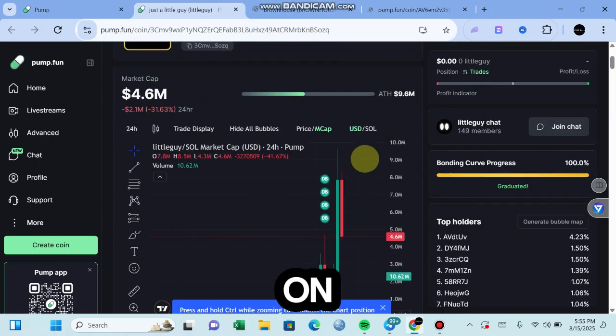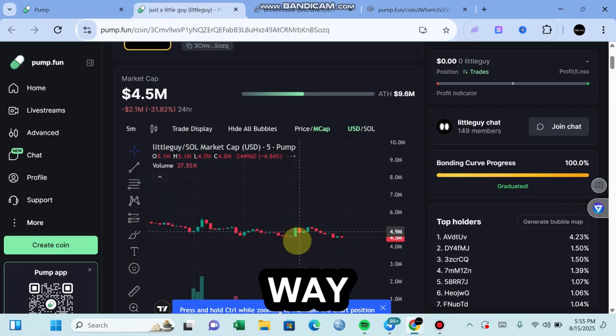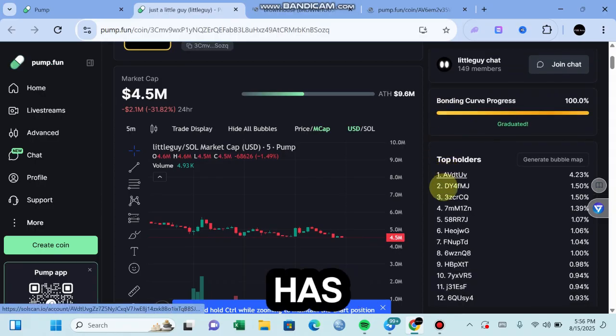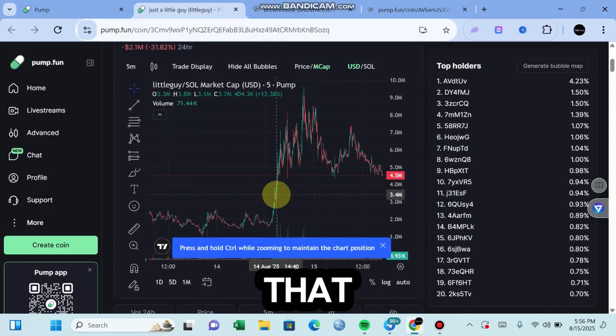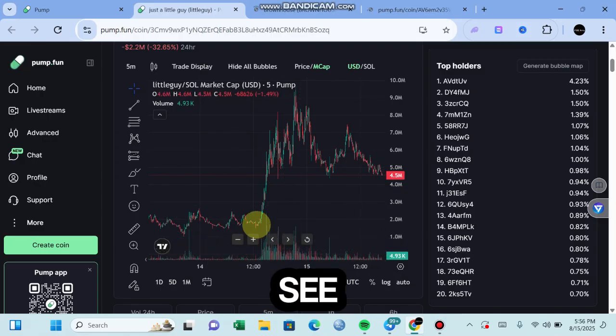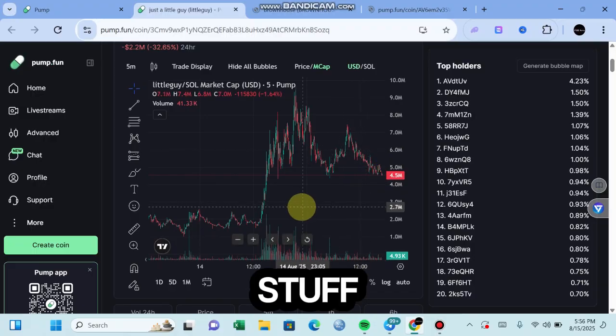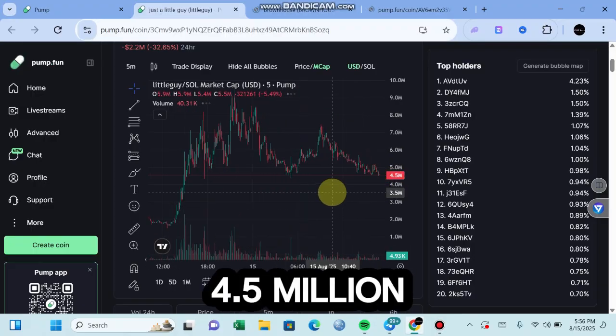So you can make adjustments to the chart if you want. On this place, you get to select the time frame. So let's put this on 5 minutes so that I can see the chart very well and see what it has been doing. Okay, the chart looks natural. It doesn't look like a chart that is promoted with bots. As you can see, there are buys and stuff like that. So the chart looks natural. Market cap is about 4.5 million.